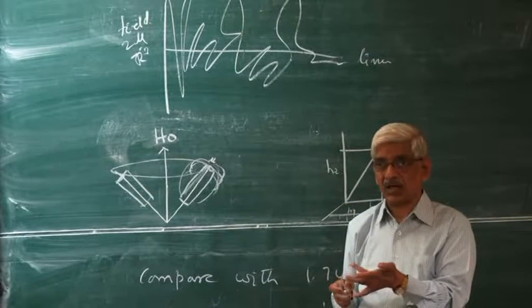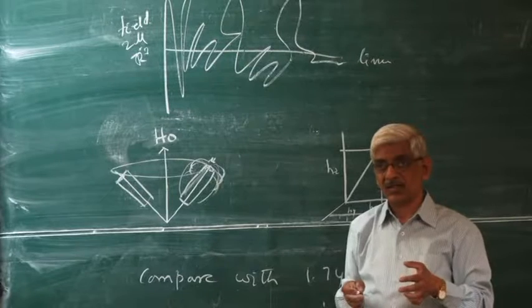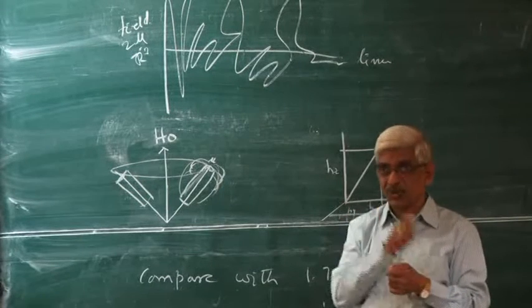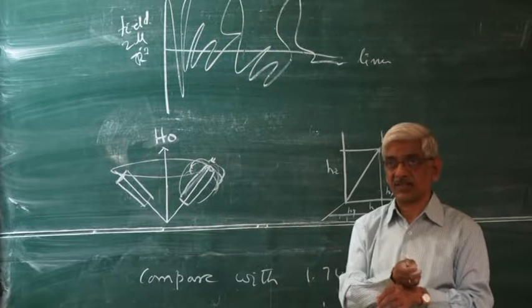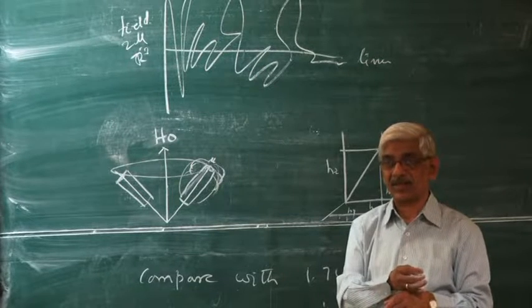Degeneracy is lifted by B0, and the transition is caused by these fluctuating magnetic fields. Correct. Okay, done. This is for T1. Now please explain T2 separately.